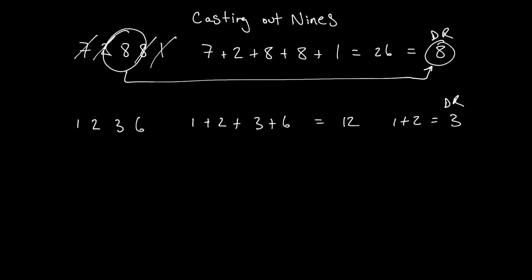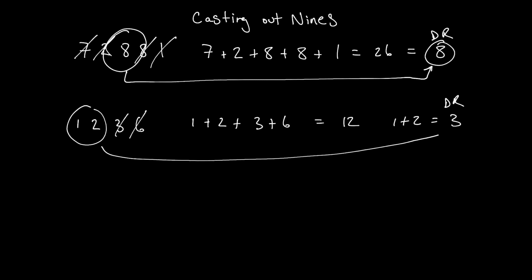Now, if we do casting out 9s method, go back to our number, we just basically cross out numbers that add up to 9. So we know 3 and 6 is equal to 9. And what are we left with? 1 and 2. Well, sure enough, 1 and 2 is equal to 3.